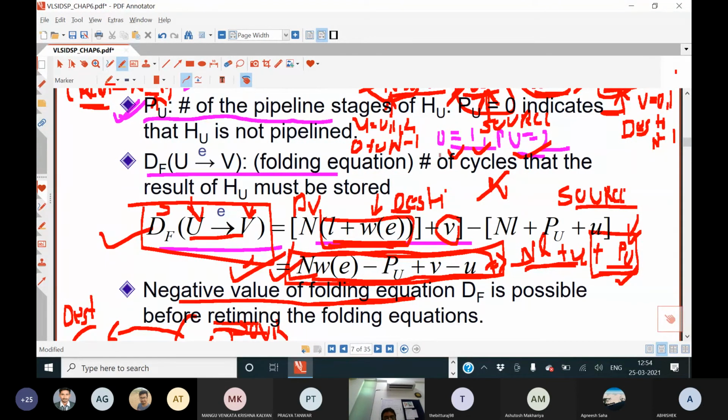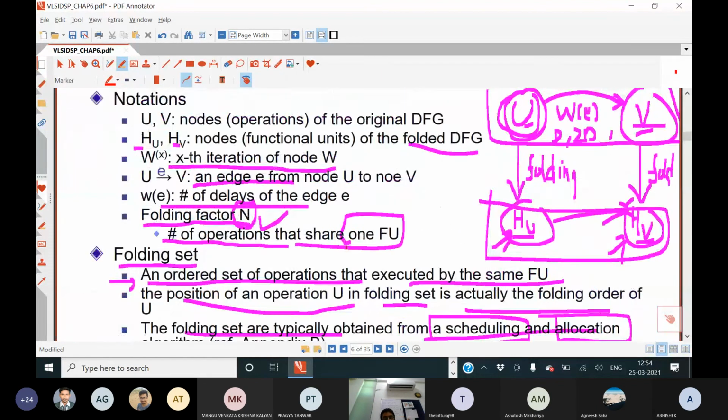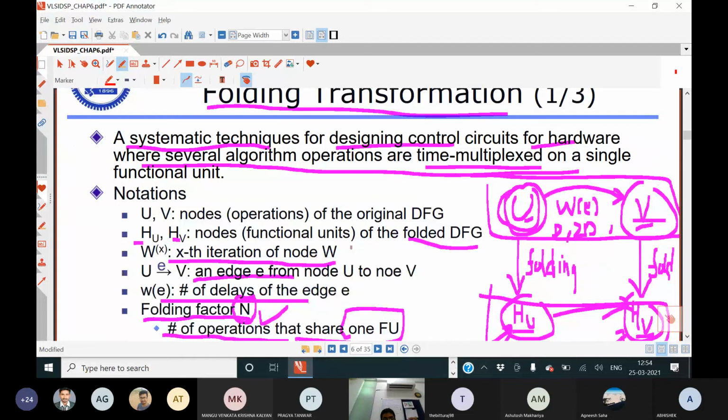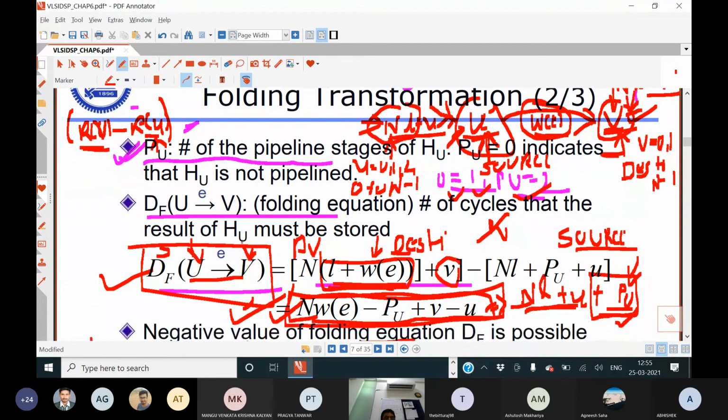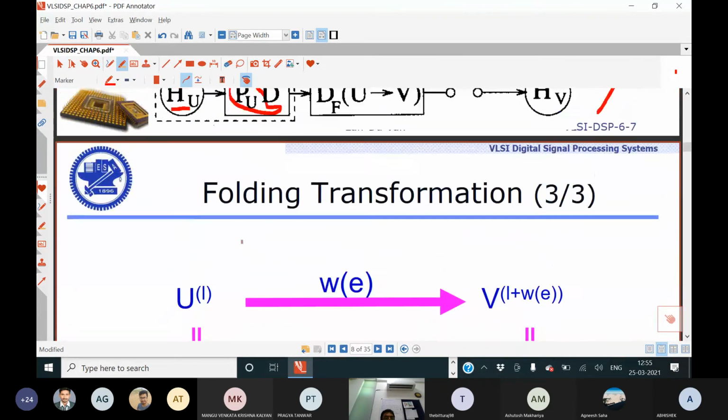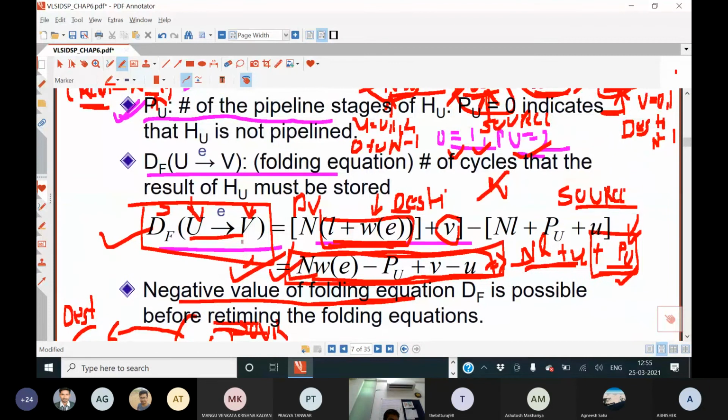So maybe you just try to read this, and if you have any problem, let me know. If whatever I have explained today, you are having any issue, let me know. We can discuss. Otherwise, you can refer to chapter 6 of KK Parhi, where the folding transformation is explained. So initially 3-4 pages of chapter 6 of KK Parhi I have covered today. So tomorrow when we meet, we will discuss more about folding when we talk about the register minimization technique.